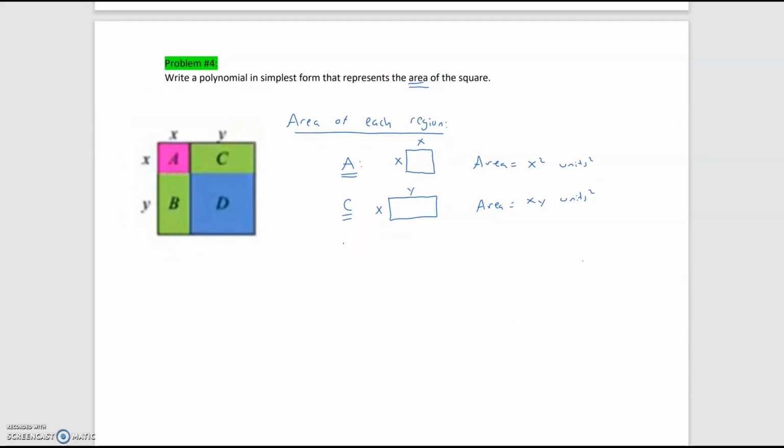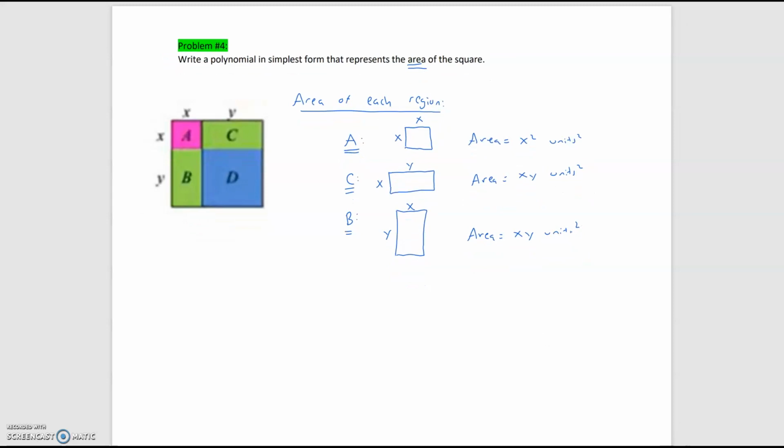Let's take a look at region B. B is going to be a rectangle which is very similar to the higher rectangle, except that this value here is x and this is y. So let me fix this. And this area is equal to, again, xy units squared.